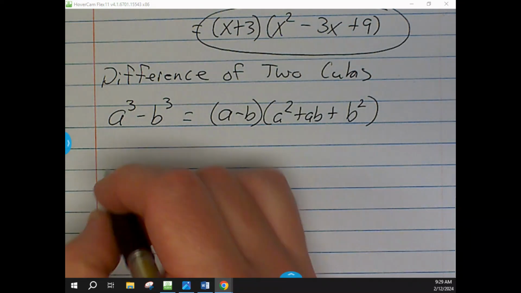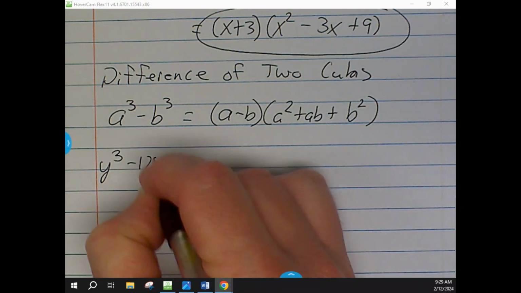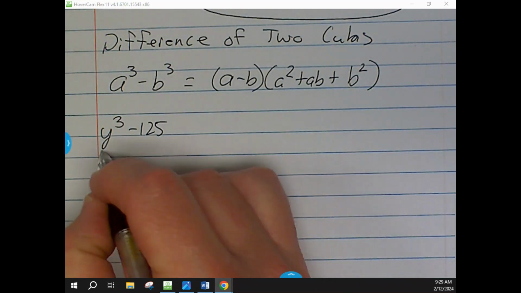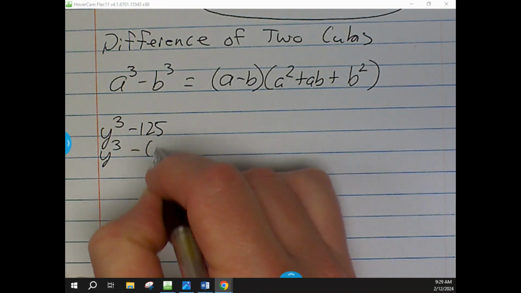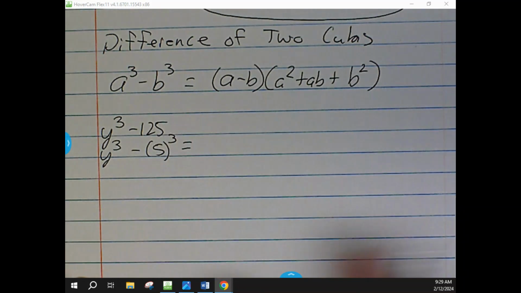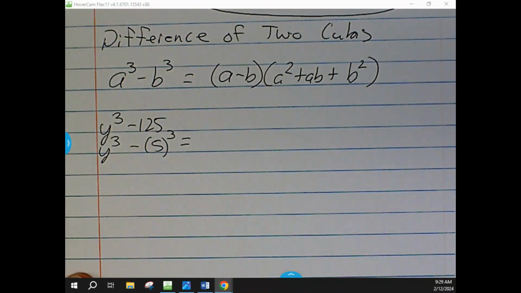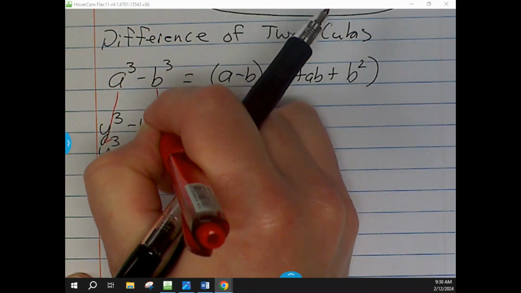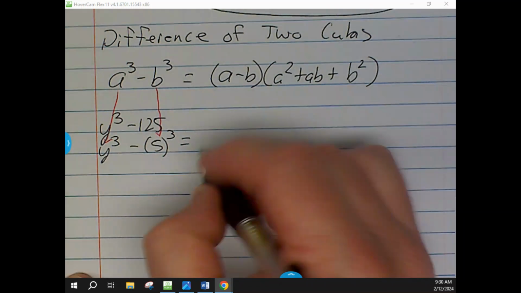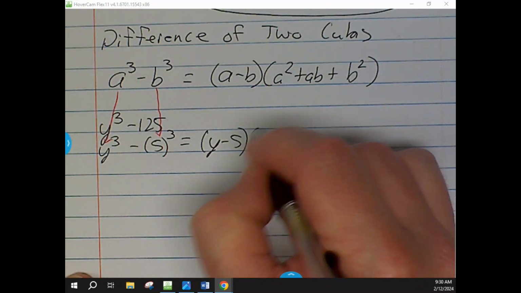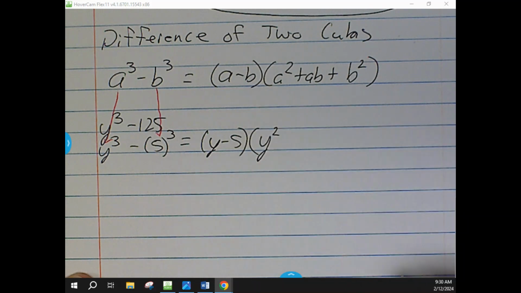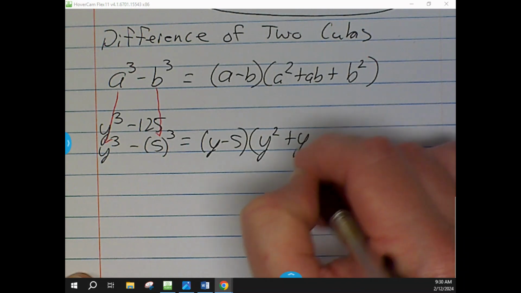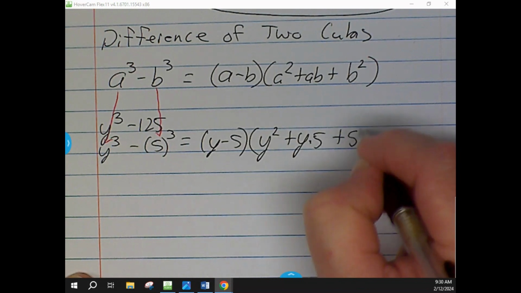All right. So if you have y to the third minus 125, and I ask you to factor this thing, the y to the third is good. And again, for the 125, you just have to figure out that that would be 5 to the third. So everywhere you have a y, that would be the a part. Everywhere that you have a b, that would be the 5. So this is going to be y minus 5 times y squared plus y times 5 plus 5 squared.